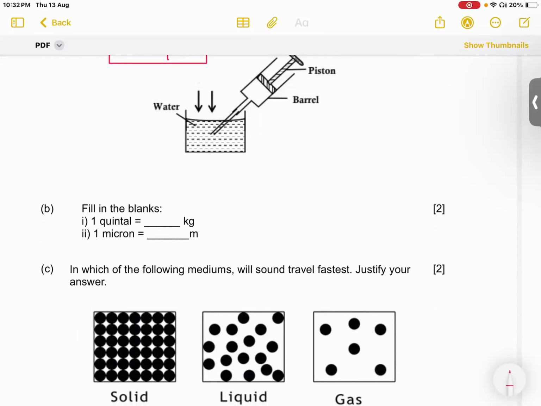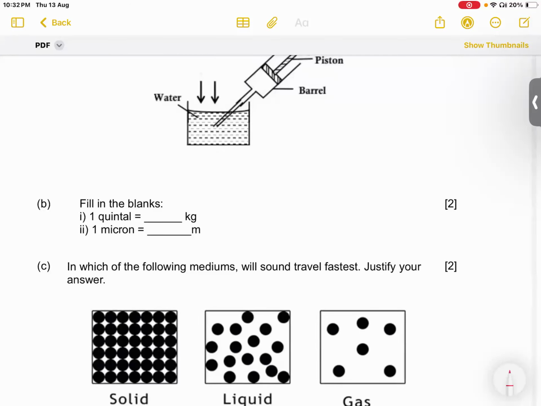Fill in the blank. When I talk about fill in the blank, such kinds of questions, you need to be very careful, guys. They can ask these questions in the exam. So please see to that. Try to go through these questions well. The question is: 1 quintal is how many kg? I think 1 quintal is 100 kg.